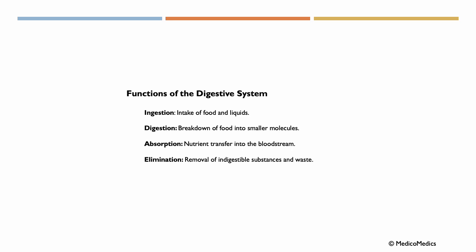Now let's begin with the functions of the digestive system. So we start off with ingestion, which is the intake of food and liquids. Second, we have digestion. So now we are talking about the breakdown of food into smaller molecules. After that, we're talking about absorption, so nutrient transfer into our bloodstream. And finally, elimination, so the removal of indigestible substances and waste.